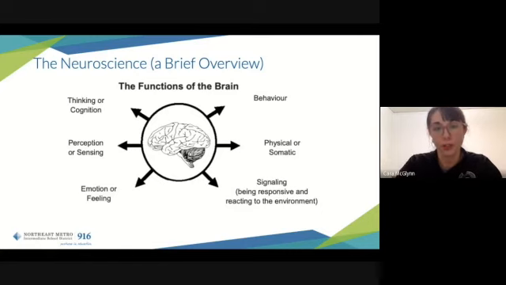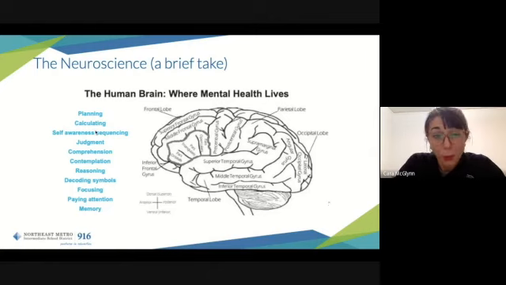associated with that brain disruption. When we start thinking about the human brain where mental health lives, typically mental health disorders are associated with disturbances in 6 primary domains of the brain. So, thinking, perception, emotion, signaling, physical, and behavior. Each of these brain functions is the result of millions of neurons communicating with one another through various circuits using various chemical messengers called neurotransmitters. And when the brain's not functioning properly in one of these 6 domains, again, a person experiences problems that interfere with their life in a significant way.